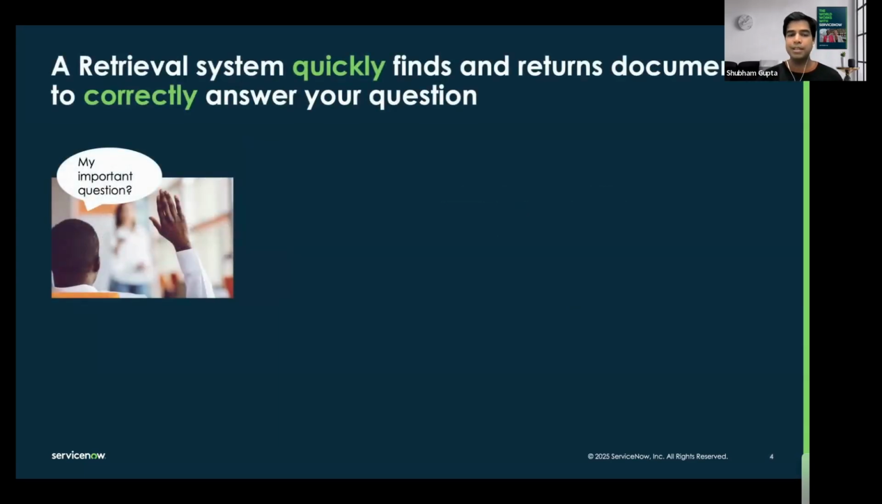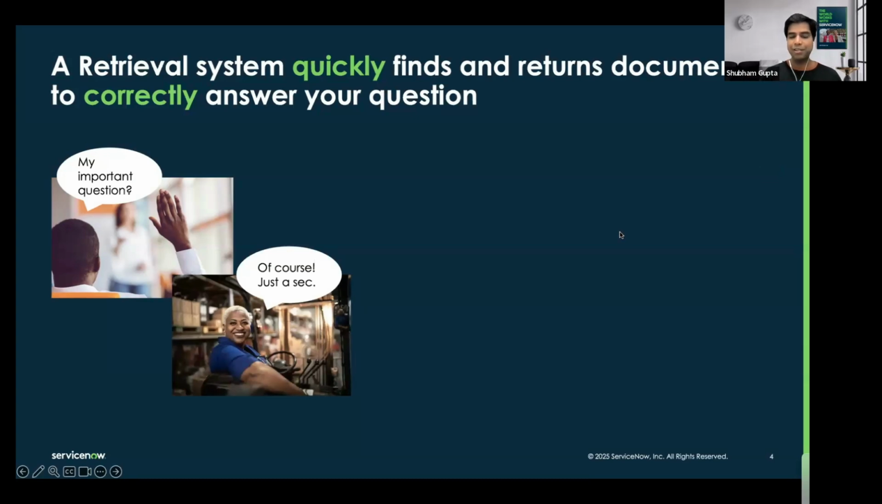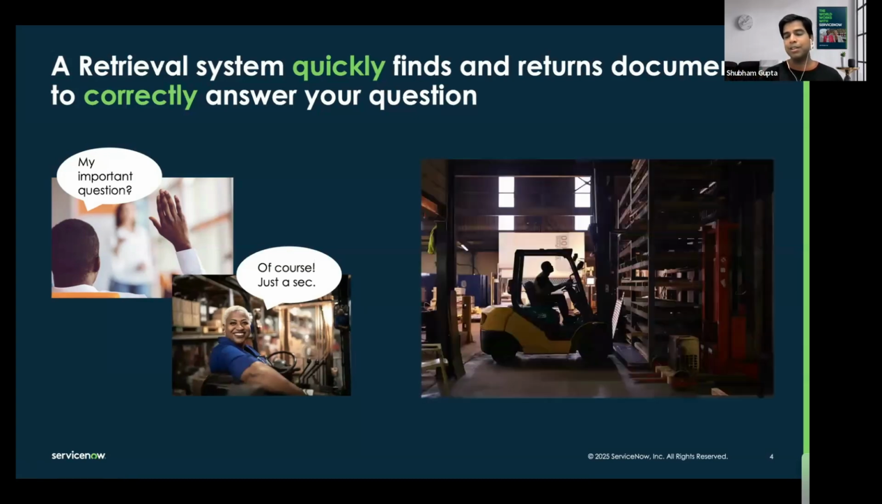So what is a retrieval system? A retrieval system is something that quickly finds and returns documents to answer any questions correctly. So let's say there is a person who has some question. A friendly retrieval system will go through a bunch of documents, and will retrieve just those right documents that contain the answer to your question.